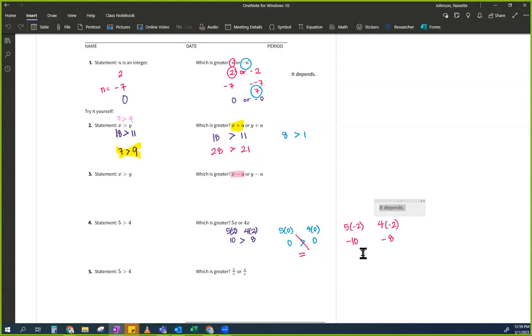For those of you who don't remember, you can graph these on a number line. I like pictures, so I'm going to go with a number line. When I draw my number line, here's 0, here's -8, here's -10. Let me let it catch up to me. There it is. Do you see how -8 is greater, to the right of -10? Everyone okay with that?